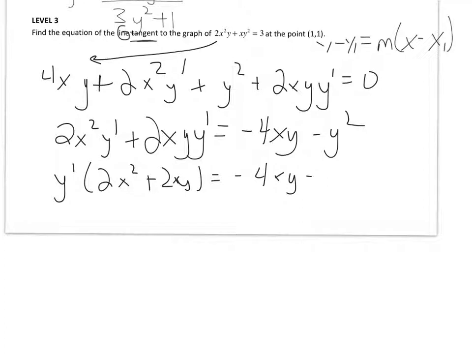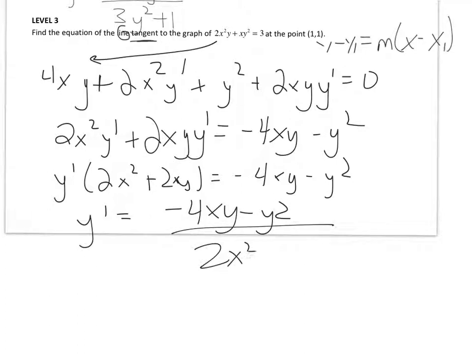And then finally, I will solve for y prime by dividing both sides by 2x squared plus 2xy. In this particular problem, I was already given both the x and y coordinates. Not only is that convenient, but that's also going to help me to finish. So I have y prime such that x is 1 and y is 1.